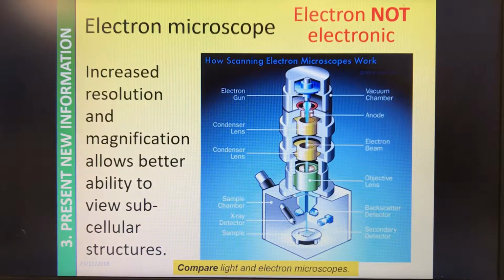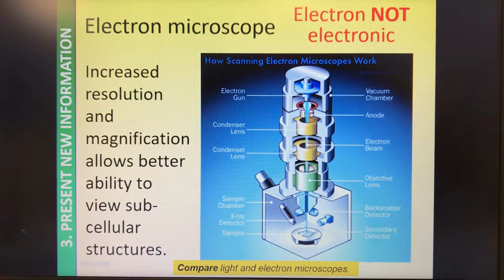Let me go on to the electron microscope, and people get confused with this and they want to call it an electronic microscope because you plug it in. But think to yourself, electron. If we think chemistry, electrons are really small. These microscopes can see really small subcellular structures. Subcellular means inside the cells. Their magnification is high, their resolution is high, they're really big microscopes and they're really expensive, so that's why we don't have them at school.